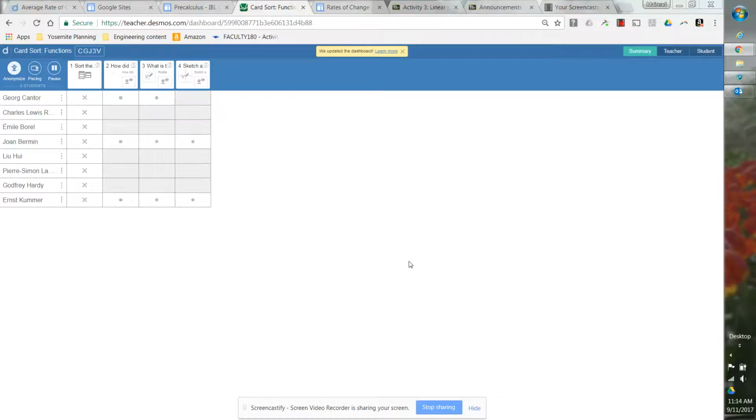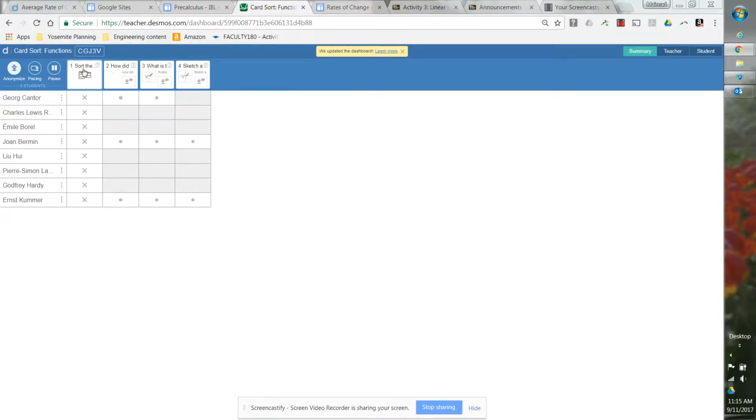Hi everyone. So I have looked at the card sort that you guys did on Desmos, and I've anonymized it so you can't see who has done what here. But you can see that everyone still is missing something on that first card sort question. And not all of you have gone, only a couple of you have gone on to do the other questions.